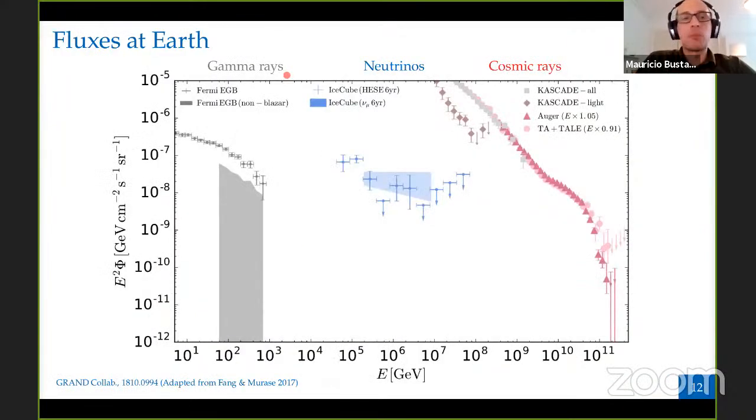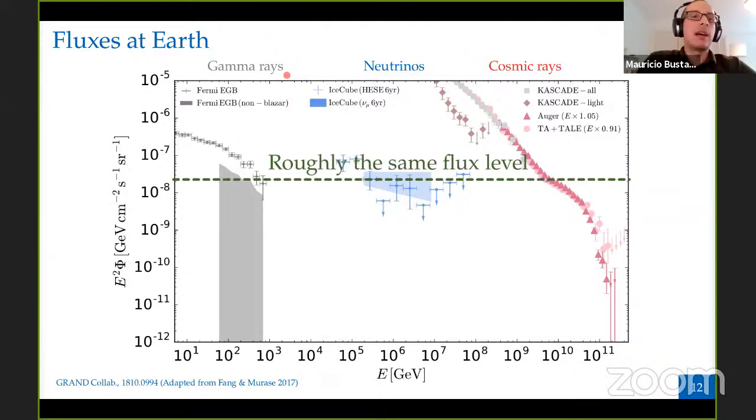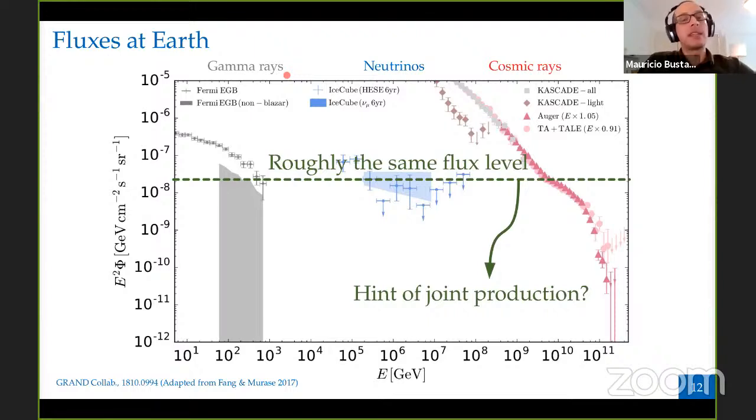All right. So one surprising aspect that has become clear in the past few years is that the energy that is available in gamma rays by the time they reach Earth, neutrinos, and cosmic rays is about the same order of magnitude. So the gamma rays, neutrinos, and cosmic rays that we see at Earth are about the same flux level. So this is a hint of possible joint production, which is related to what I said a few slides ago, that there may be common sources of these three different types of messengers. And there are models that try to build on this observation. And actually they are some of the most attractive ones so far.